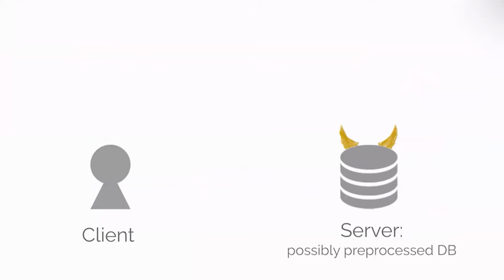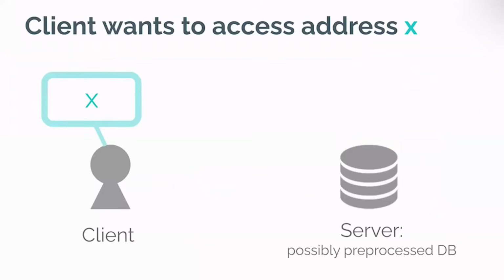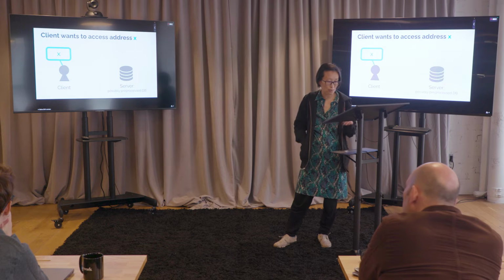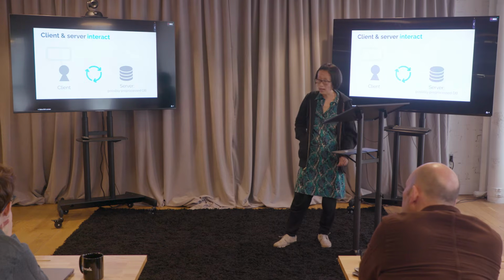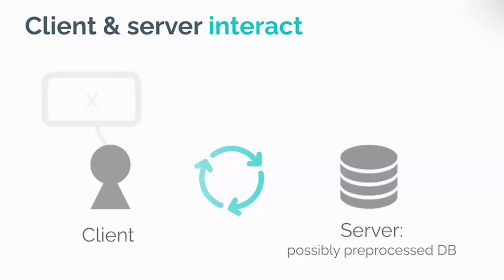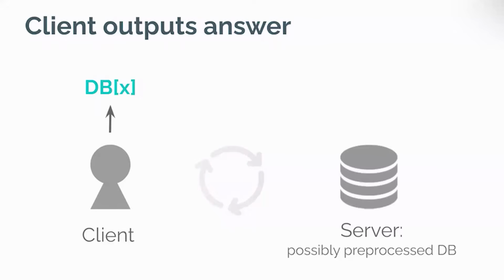Imagine there's a client and there's a server. The server has a database. It has possibly been pre-processed, and we are going to assume the server is untrusted. So what do I want? I want a protocol such that when the client wants to access some address X, the client and the server will interact with each other in this protocol, and at the end, the client will output the desired entry.